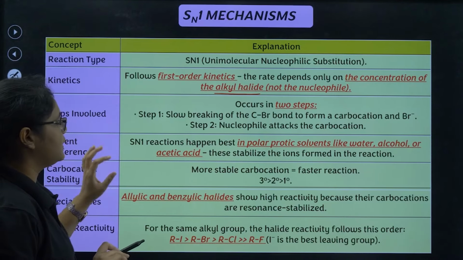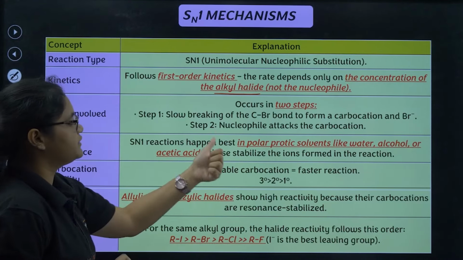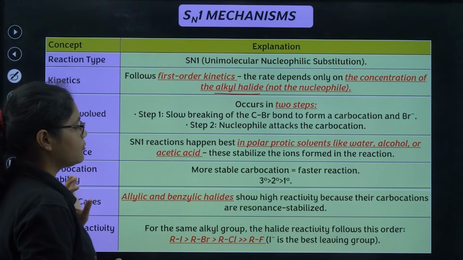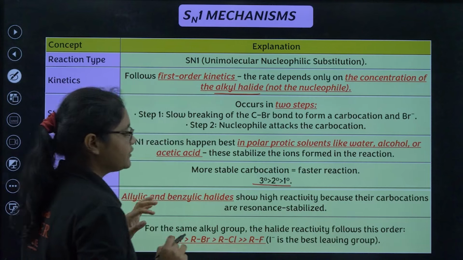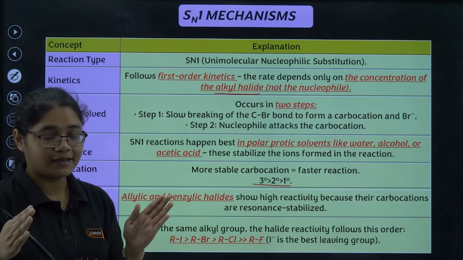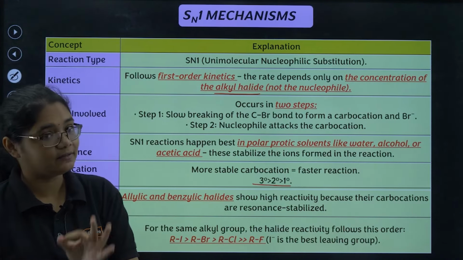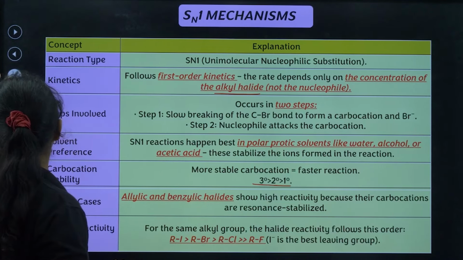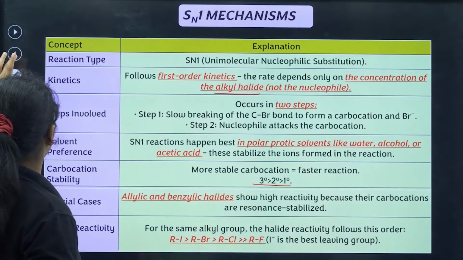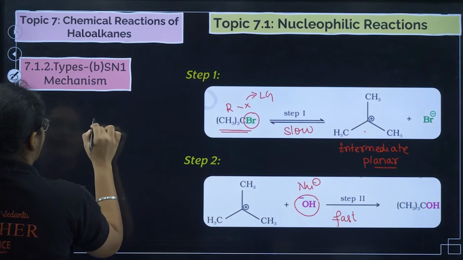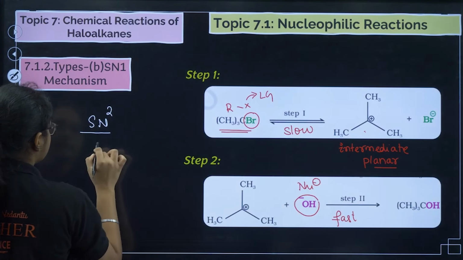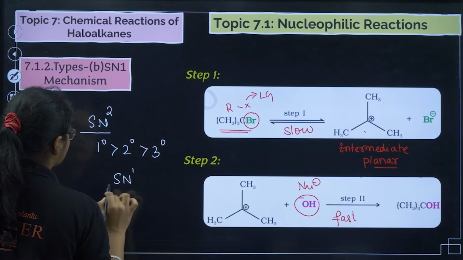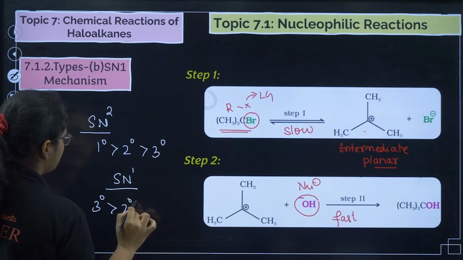Solvent preference: in case of the SN1 reaction, we generally prefer polar protic solvents like water and alcohol. Stability of carbocation: yes, 3 degree, 2 degree, 1 degree. The SN2 mechanism reaction rate was 1 degree, 2 degree, 3 degree. In SN1, it is 3 degree, 2 degree, 1 degree. I'll just write it here for more clarification. SN2 reaction order is 1 degree, 2 degree and 3 degree. In the SN1 reaction, the order is 3 degree, 2 degree and 1 degree.